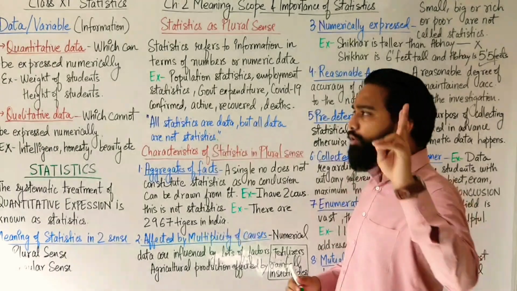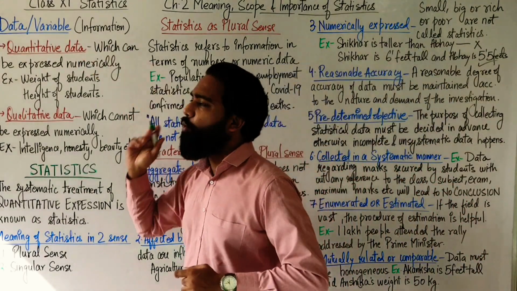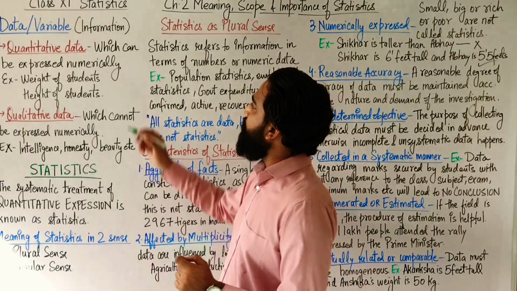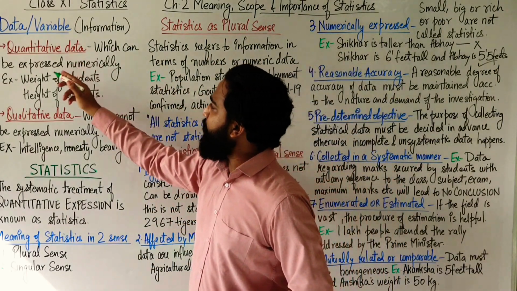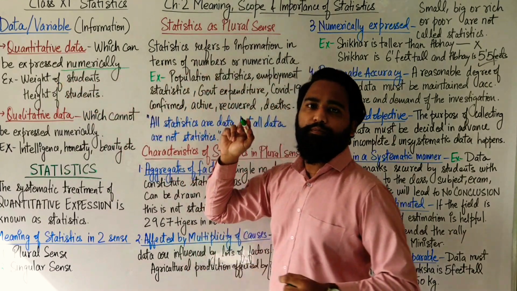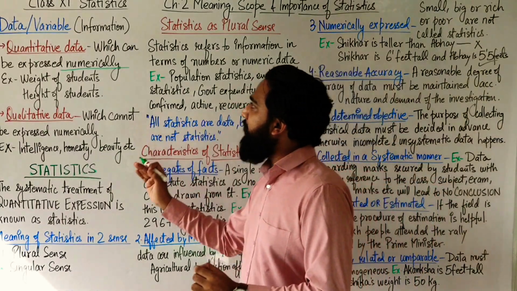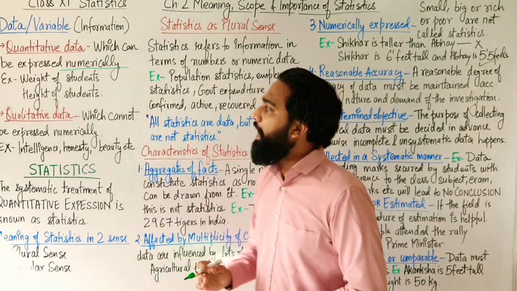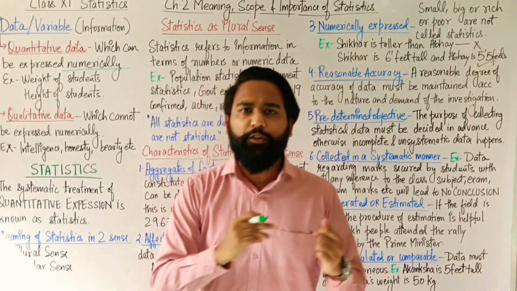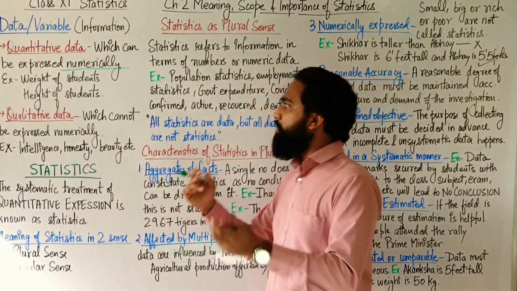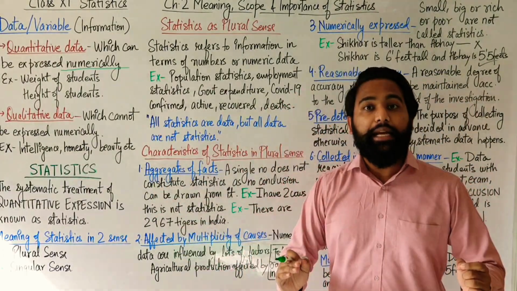Now, there are two things which come up from the data. First is quantitative data. Quantitative data is data which can be expressed numerically. If a data can be expressed numerically, then that data is quantitative data. For example, the weight of students, height of students and like that.